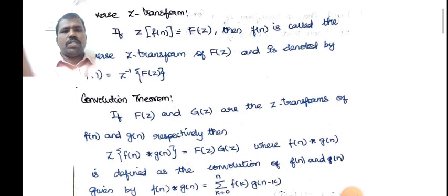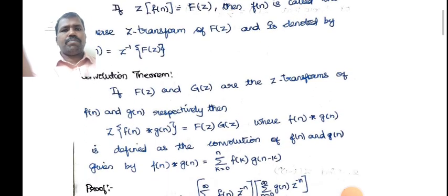Next definition, convolution theorem. If capital F of Z and G of Z are the Z transforms of f of n and g of n respectively, then Z transform of f of n convolved with g of n equals F of Z into G of Z, where f of n convolved with g of n is defined as the convolution of f of n and g of n, given by summation k equal to 0 to n f of k g of n minus k.